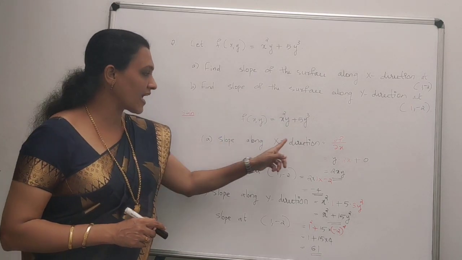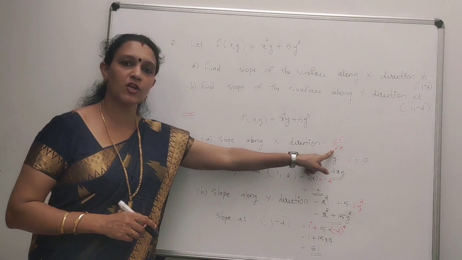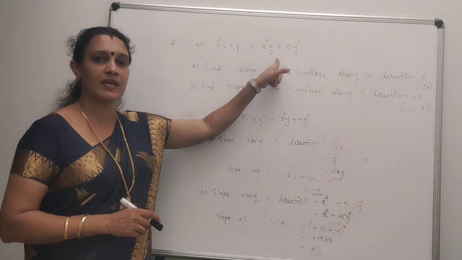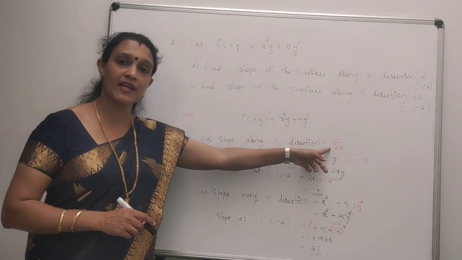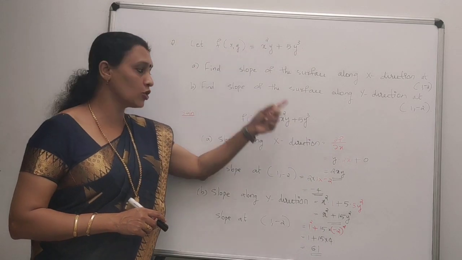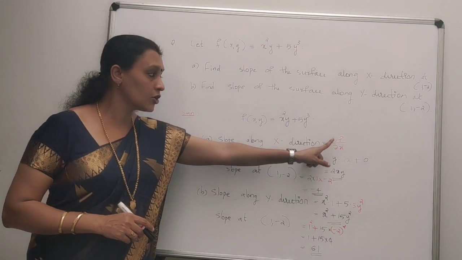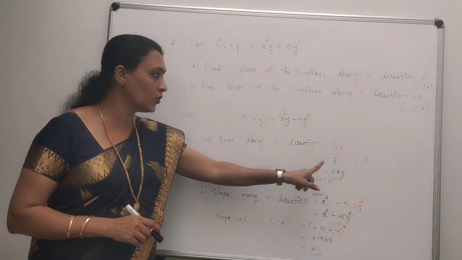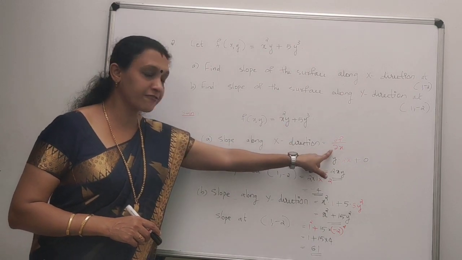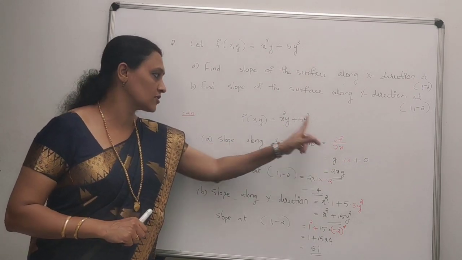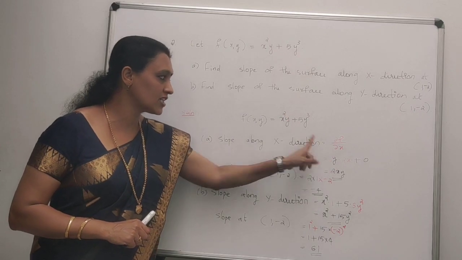So slope along x direction is ∂f/∂x, since you are given f(x, y). So either you can write ∂z/∂x or, by using f, ∂f/∂x. For ∂f/∂x, assume y as a constant. So we are keeping y as a constant.